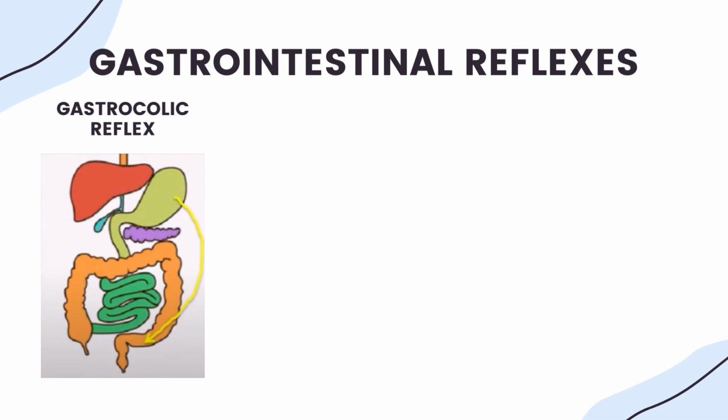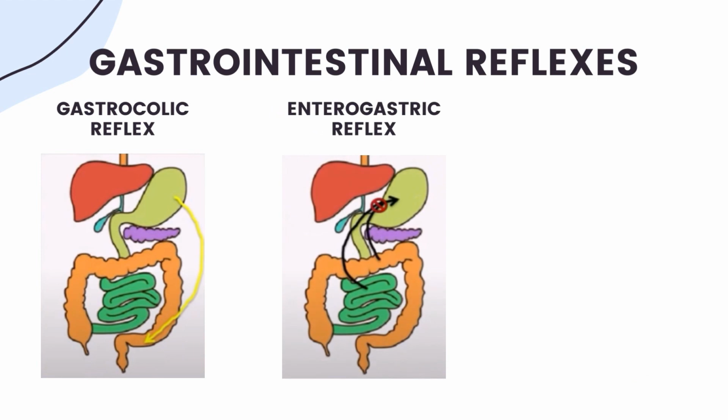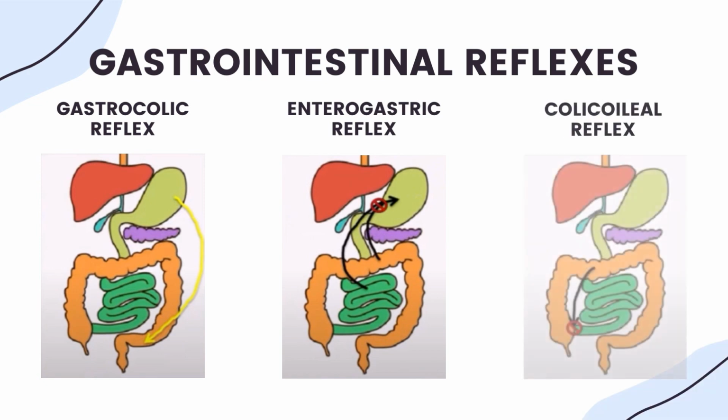We have the gastrocolic reflex, which are reflexes that come from the stomach and induce the evacuation of the colon, i.e. they come from the stomach and indicate the colon to evacuate. The enterogastric reflex, which are reflexes that come from the colon and intestine and inhibit gastric secretion. The colicoileal reflex is a reflex that comes from the colon and inhibits the emptying of the ileum into the colon, i.e. here of the ileocecal valve.